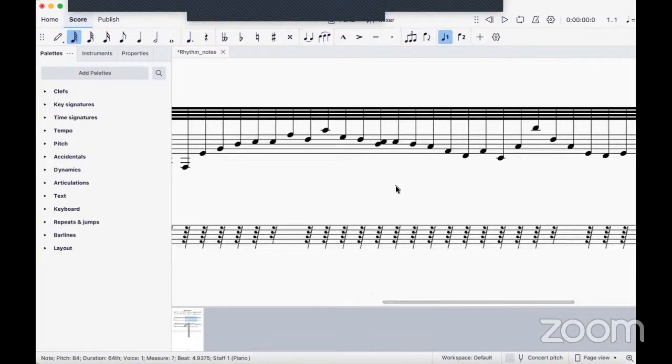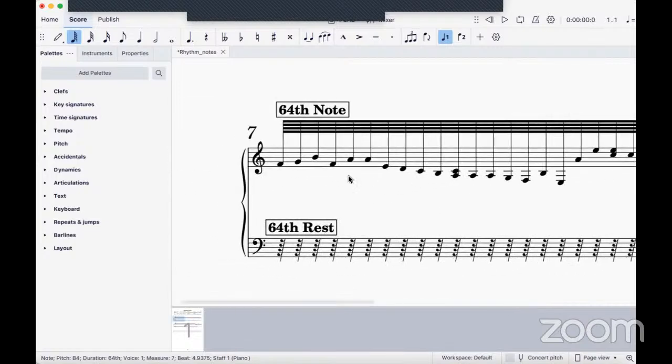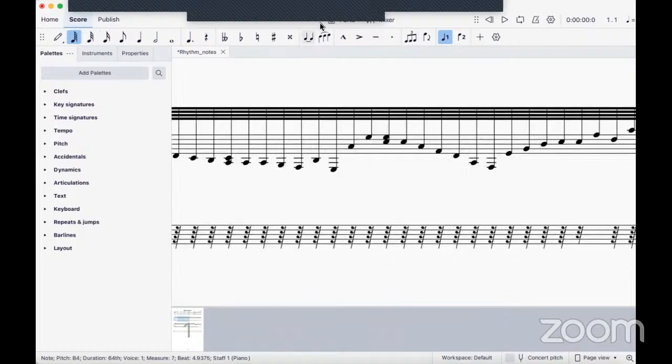Okay, one whole note is equal to 64 64th notes. One half note is equal to 32 64th notes. One quarter note is equal to 16 64th notes. One eighth note is equal to 8 64th notes. One 16th note is equal to 4 64th notes. One 32nd note is equal to 2 64th notes. So now let's go to the next.